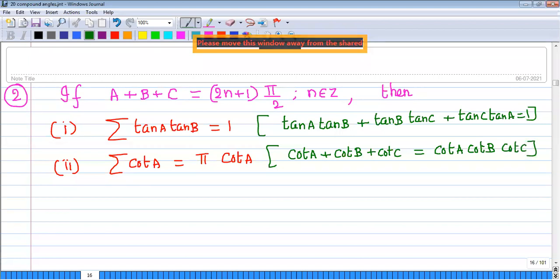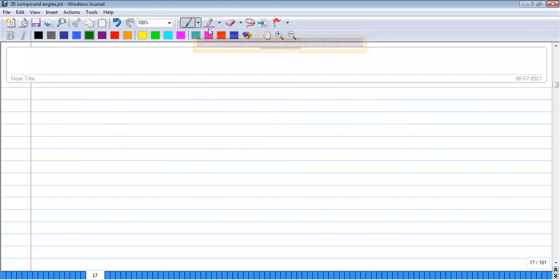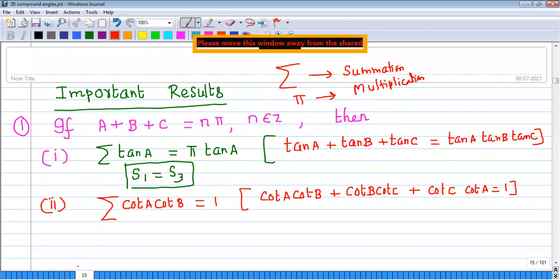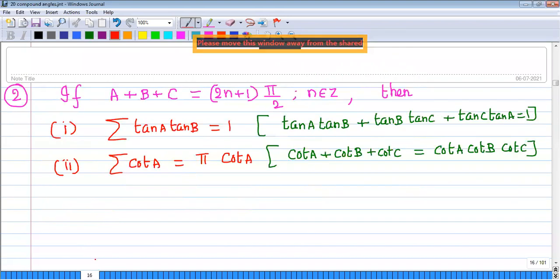Clear? Enough? Yes. Next, sir, we shall move to the important standard trigonometric ratios. Sir, before that, 1 minute. Sir, open. Sir, another computer, please. Okay, sir. Thank you. Thank you, sir. Welcome.